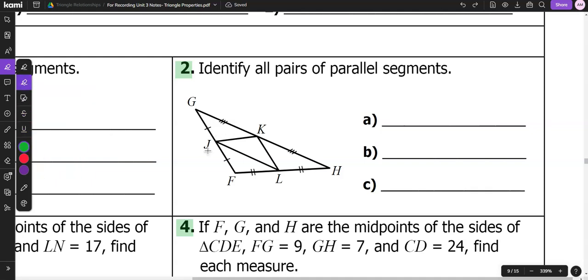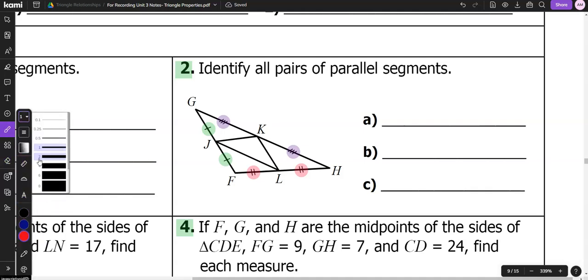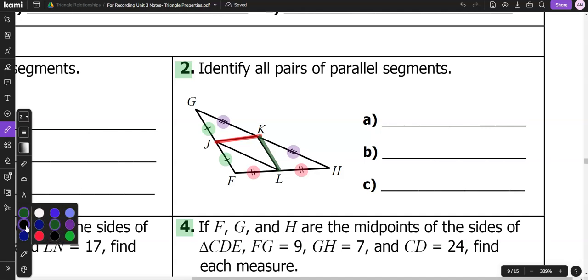So first off, we know that J, K, and L are midpoints because J is the midpoint of GF as indicated by these tick marks. L is the midpoint of FH. And K is the midpoint of GH. So the first thing I want to do is go ahead and highlight all of my midsegments. Again, remember those are the lines that connect the midpoints. So since we have J, K, and L are our midpoints, we know that JK is a midsegment. We know that KL is a midsegment. And we know that JL is a midsegment. And then they are parallel to the segment across from them.